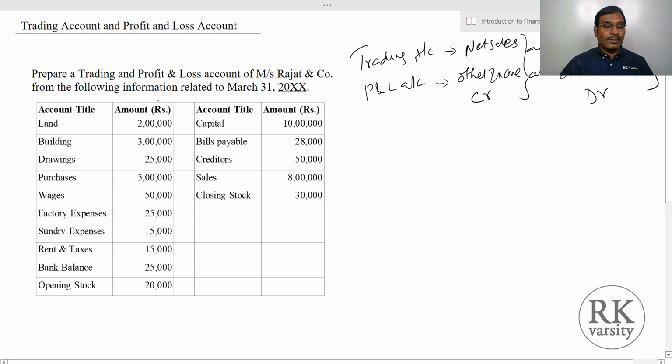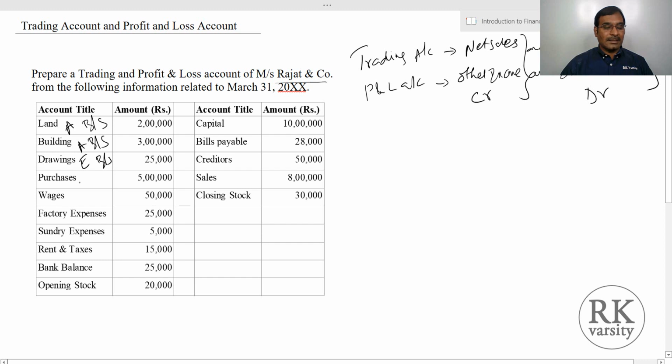So here we have our details: prepare a trading and profit and loss account of Messrs. Rajat and Co. from the following information related to March 31st, 2021. First of all, from the various items that we have, we need to identify to which account these items will go. Land is an asset, so it goes to the balance sheet. Building again is an asset which goes to the balance sheet. Drawings is the amount withdrawn by the promoters from the business, so this is shown on the equity side of the balance sheet, that is the liability side.